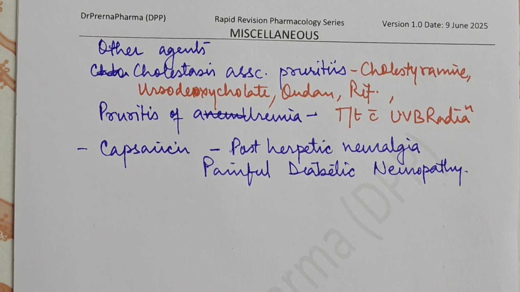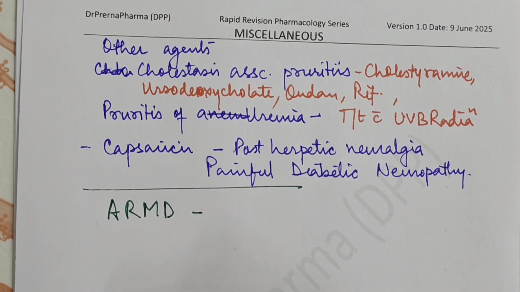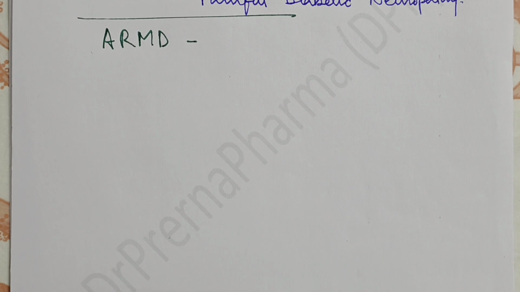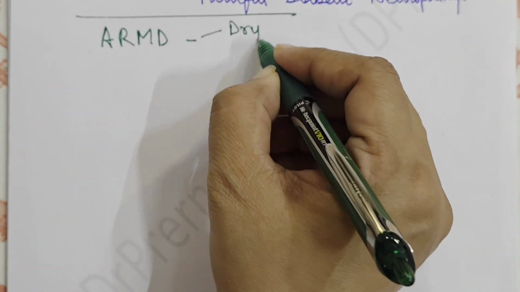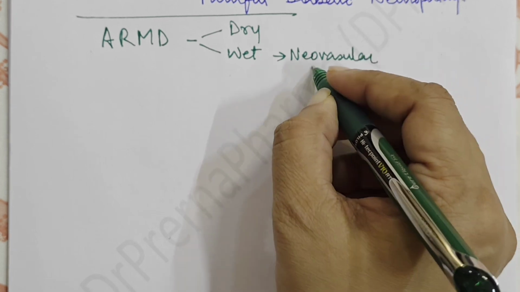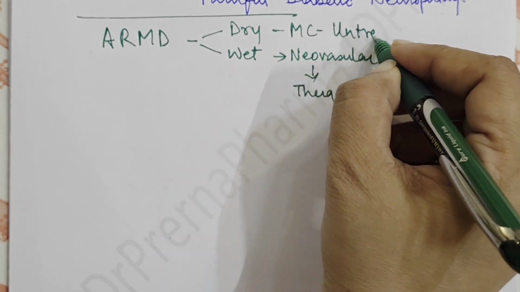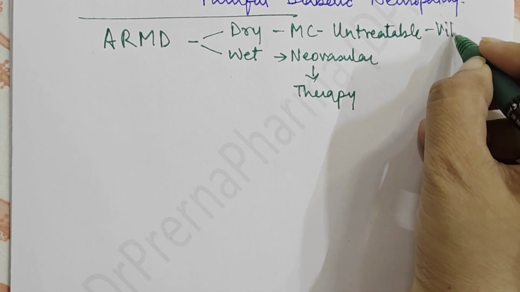Then there's a condition called age-related macular degeneration, right? You all must have heard about this. Now this is of two types, dry and wet. Wet is neovascular, so for that separate therapy is needed. And dry is most common and it is untreatable. You can just give some vitamin supplements.